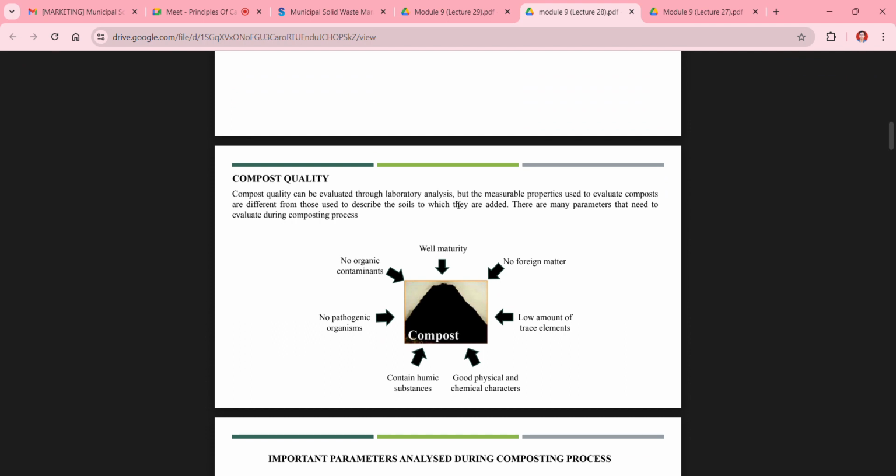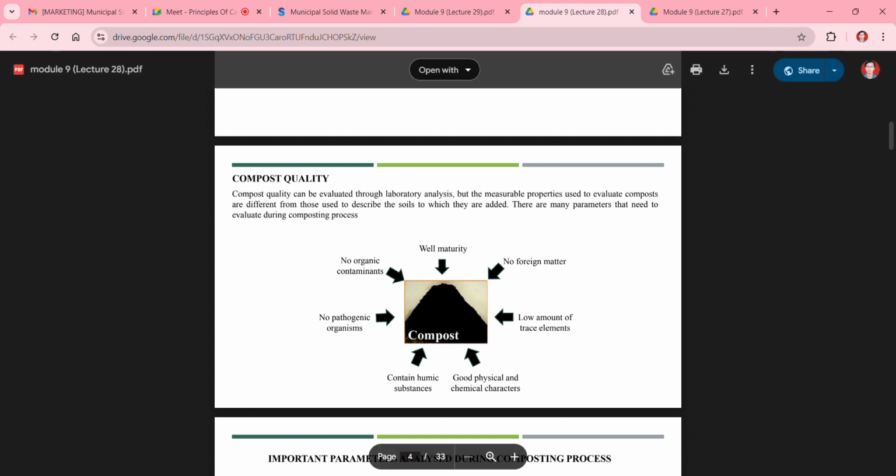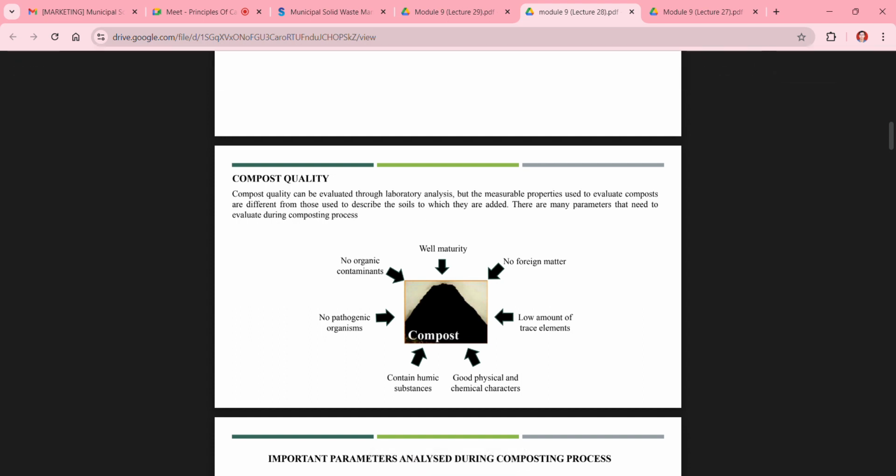There are some defined methods for these processes, some Indian standards, or some standards created by the fertilizer industries. Okay, so with the help of those standards, we can check the quality of these compost materials. The major qualities of these compost materials are that they have to be well matured. We have to give them a time period of around 7 to 15 days for proper maturity. Then no foreign matter should be there.